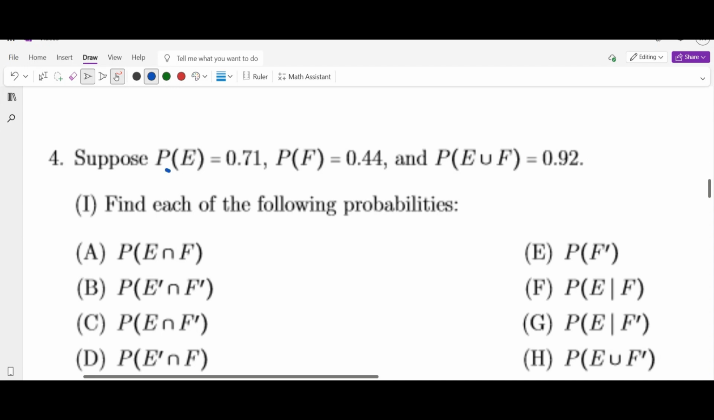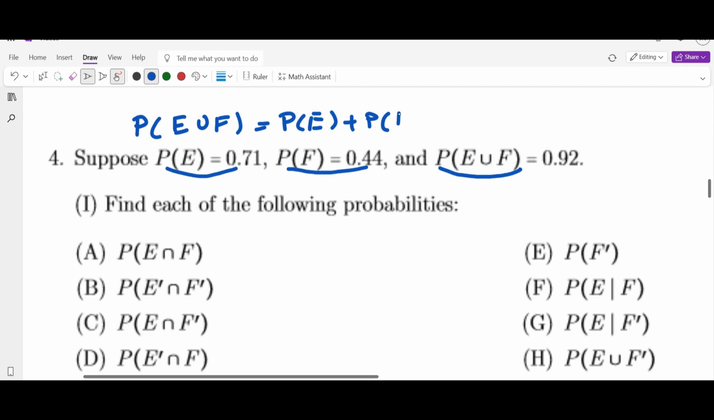The question has given us the probability of two sets separately and their union, and is asking to find all these probabilities of compositions of two sets. And because the union is given, I'm going to look at the formula for the probability of the union, which is basically the probability of the first set plus the probability of the second set minus the probability of their intersection.